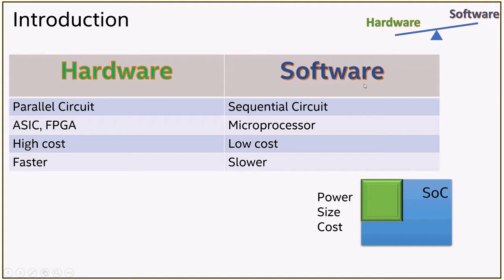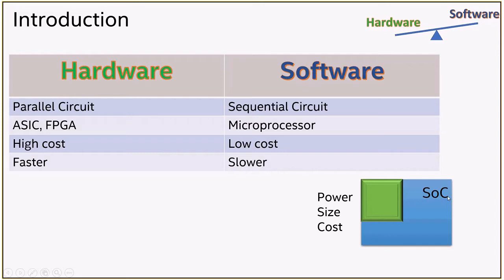Software has a limitation. It cannot do so many operations at once. It will do them one by one. Software means a microprocessor, something like an Intel processor. It is sequential. It is low cost compared to FPGA and ASIC, and it is slower compared to FPGA.